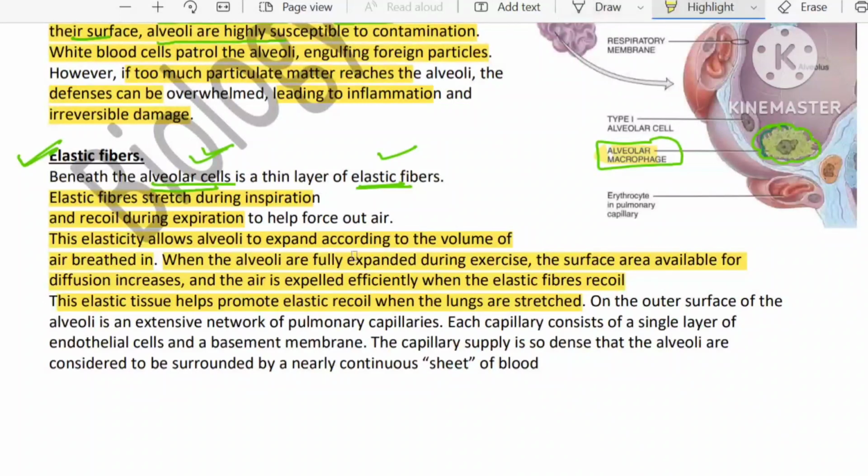And on the outer surface, you will find a network of pulmonary capillaries. You know, pulmonary capillaries are also lined by a single layer of endothelial cells and the basement membrane. You can see the capillary is so thin. Obviously, it is only a single layer, so it feels as if the alveoli are surrounded by a sheet of blood.